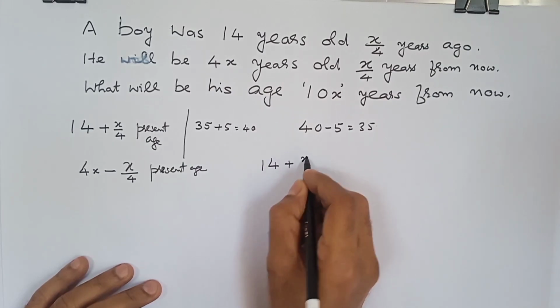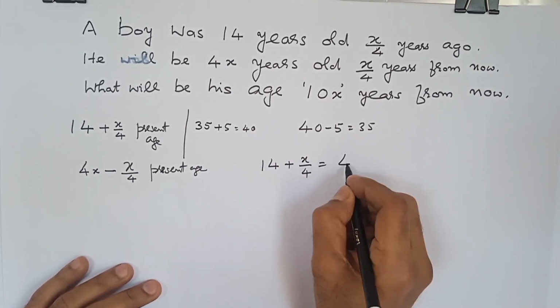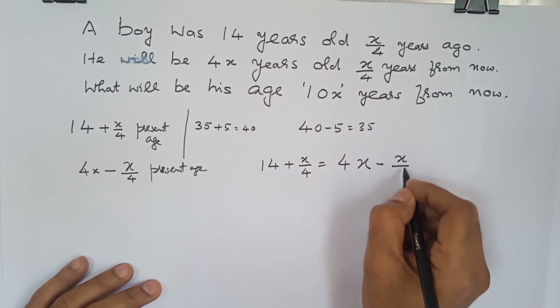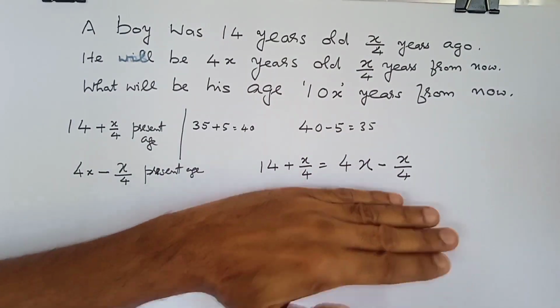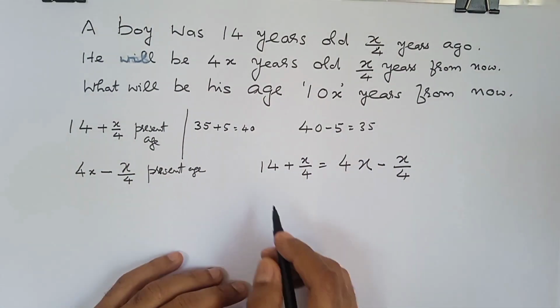14 plus x by 4 equals 4x minus x by 4. Now you have a simple equation. This is one of the strategies we use in framing equations, not only in simple equations but in any other topic. If you can find the same quantity in two different ways, finally you equate them. There are various other techniques you will see in many of my other videos. Let's focus on this. Now just solve that equation.